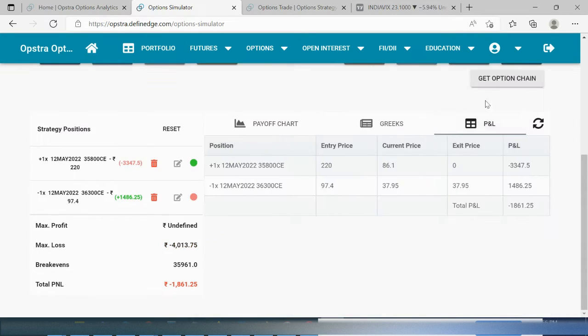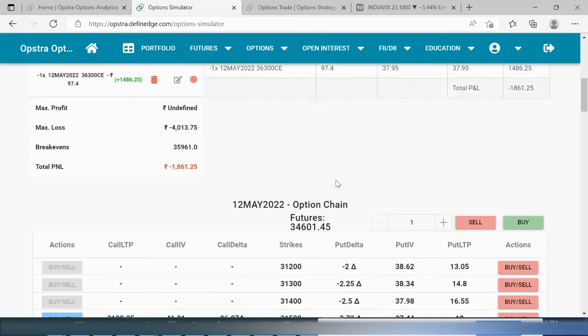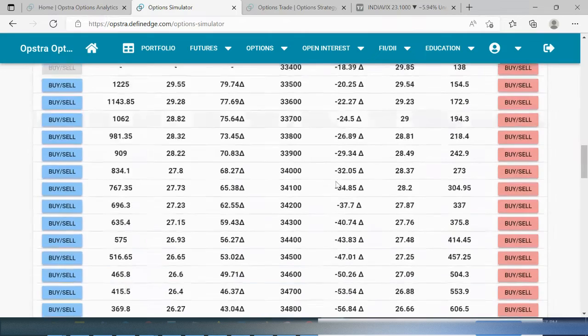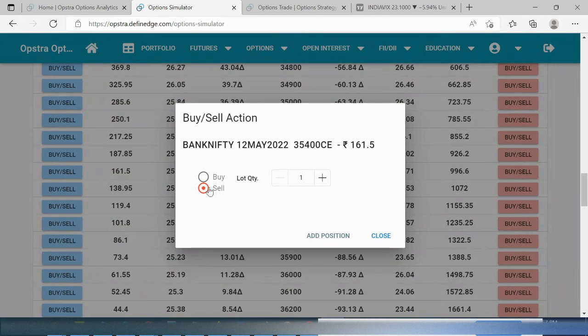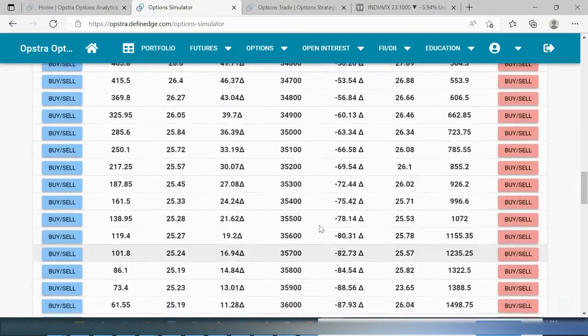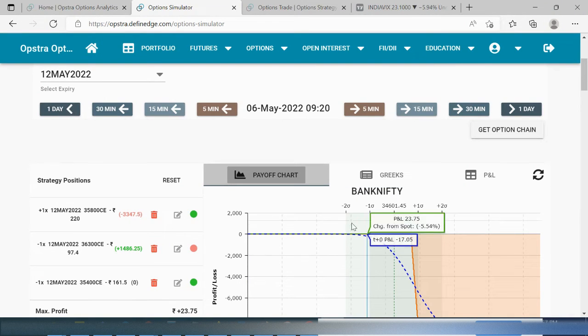So what will I do? See, 86 into 2, that will come to about 160. I'll go to the option chain. I will sell a call with a premium of 160, right? So I have 160 here. We have a buy open position, I'm just going to sell this. The moment I sell, your payoff will become something like this.